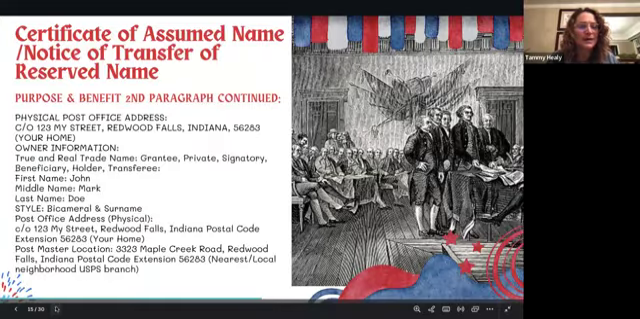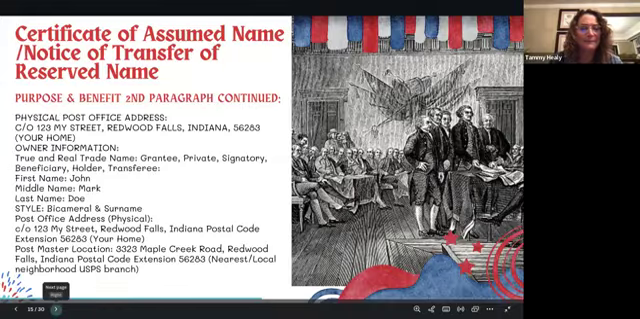All right. Purpose and benefit, second paragraph continued. So physical post office address, you put your in care of, you put C-O and you put your street address. And then your zip code, your home, owner information, true and real trade name, grantee, private signatory, beneficiary, holder, transferee, first name John, middle name Mark, last name Doe, style bicameral, and surname, post office address, the physical address, and then follow that as such.